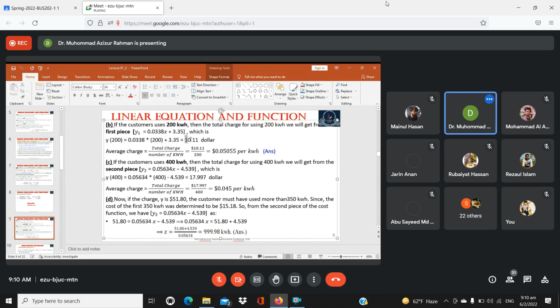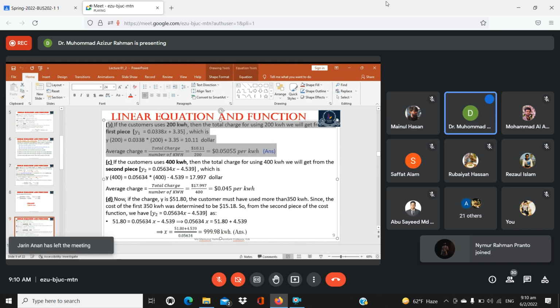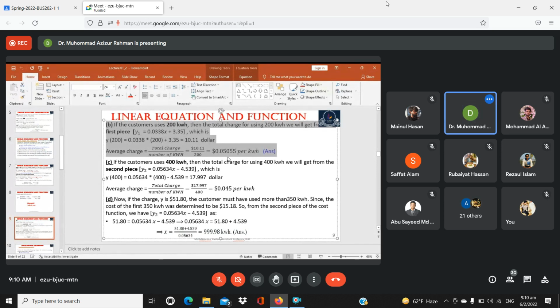Then the total cost will be $10. So the average cost will be $10 divided by the number of units, that means 200. So you're getting 0.05 per kilowatt hour. This is your answer. You will get on average 0.05 per kilowatt hour if the customer uses 200 kilowatt hour. This is quite exactly similar to the last problem.